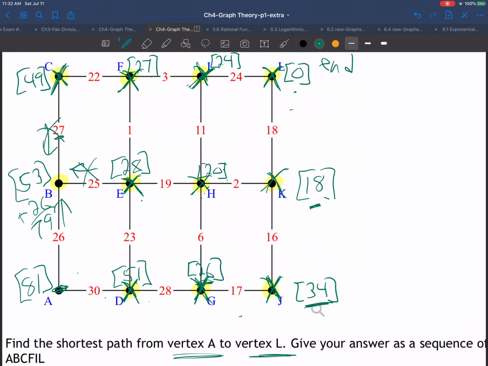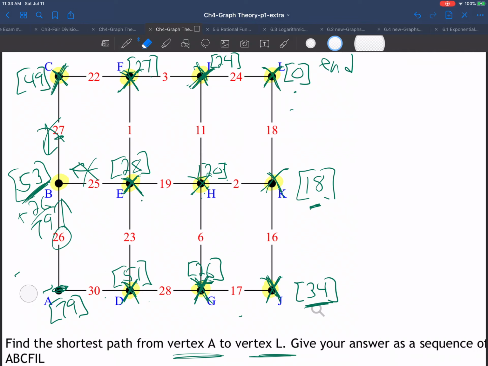Yeah, so B is 53 from the end, right? That's what that 53 means. He's 53 from B to the end. The shortest route is 53. And A is 26 from B, so add 26, 79. That's going to be an improvement for A. A is now only 79 from the end if he goes through B, rather than the old way, which was 81 when he went through D. That's not as good a route. We got a new lower route.